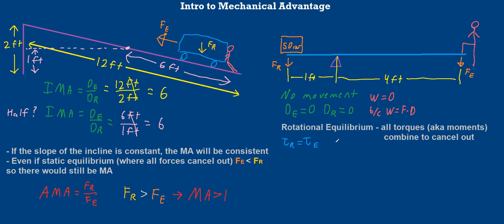So we have torque, but we don't have work and we don't have movement. The question is, is there mechanical advantage? And there are two ways to calculate mechanical advantage. We can use our IMA equation, like we did over here in our inclined plane example. So we can say IMA equals dE over dR, but we already said those two numbers are 0.